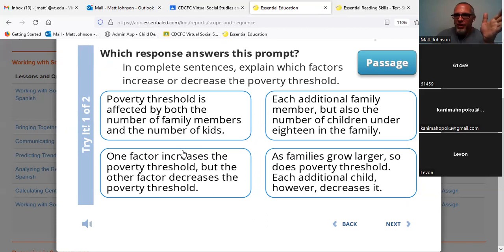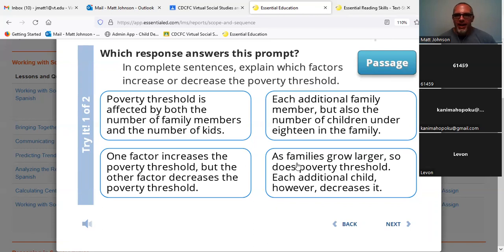If we jump over to language arts, that didn't tell us anything. Each additional family member, comma, but also the number of children under 18 in the family. What happens? There's numbers involved. Something's going up, something's going down. You're not telling me anything. The third choice, one factor increases the poverty threshold, but the other factor decreases the poverty threshold. Yeah, that's not specific, right?